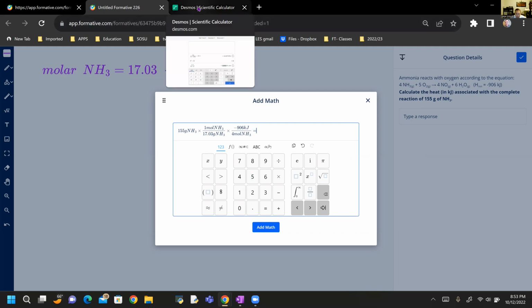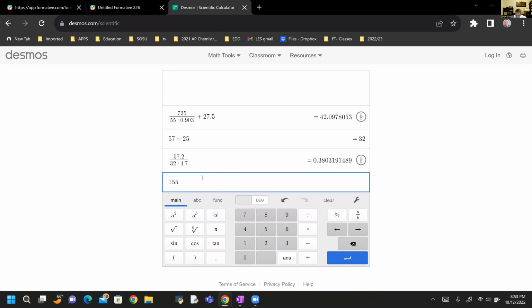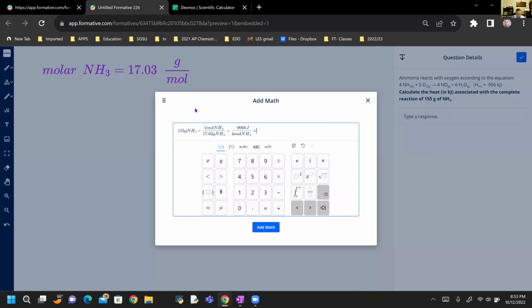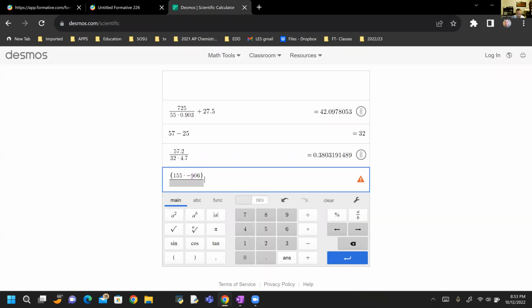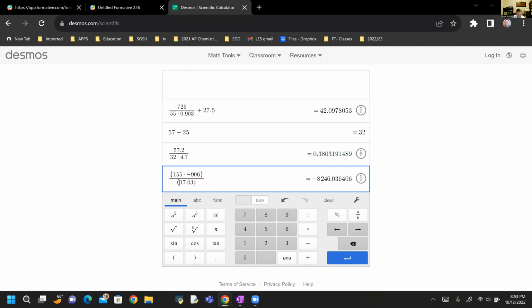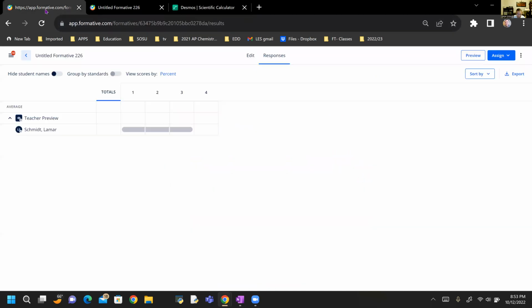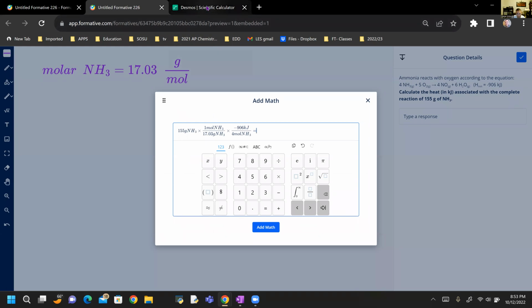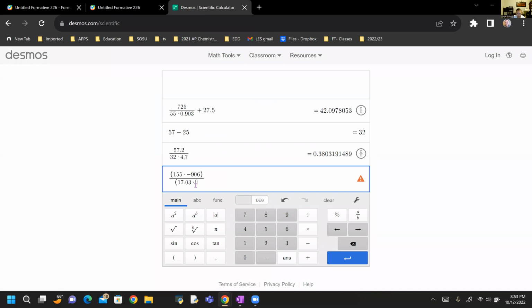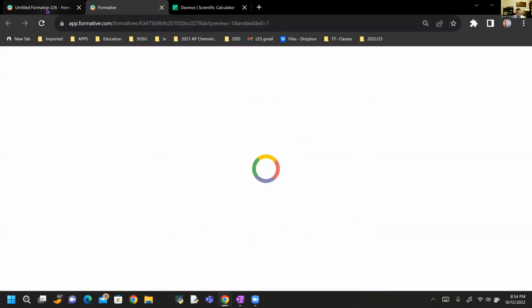So here we're going to put this into our calculator. We have 155. Let's plug this in. 155 times negative 906, and we're going to divide that by 17.03. And if you're using a calculator, you probably want to use parentheses for sure. Desmos is not super specific about it, but some calculators are. It messes up their order of operations. And then the other one would be 4, right? And 4. So we'll plug that in. And what we get is negative 2,000-something joules.